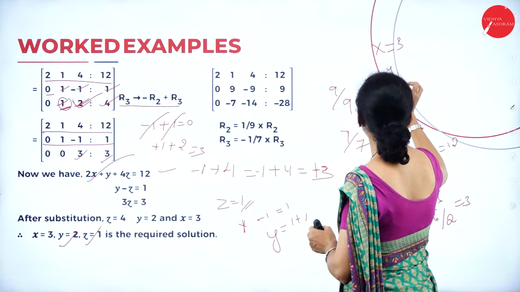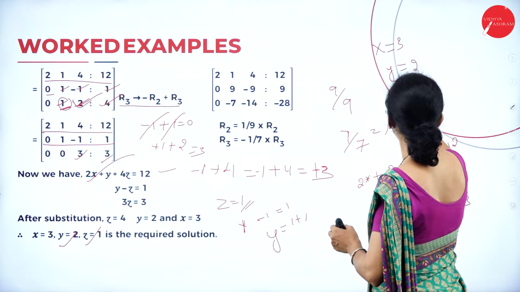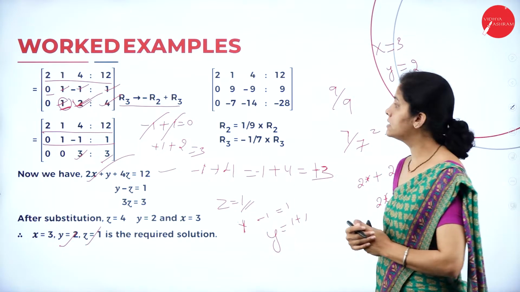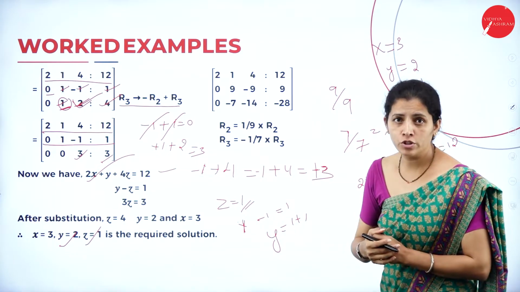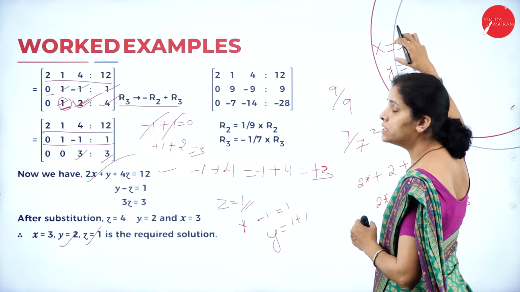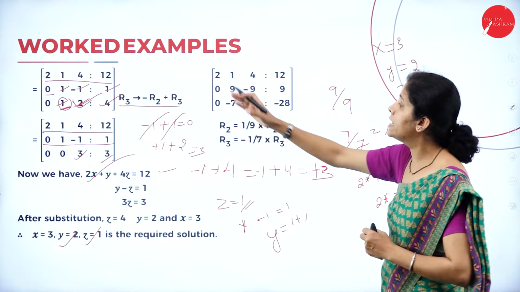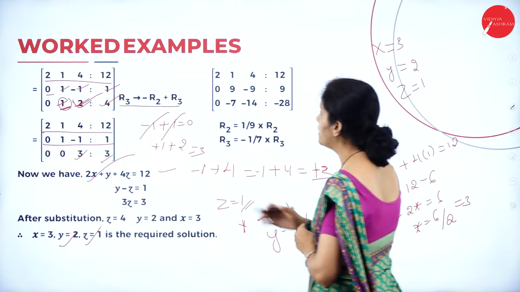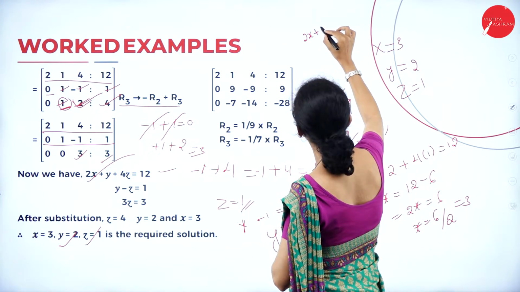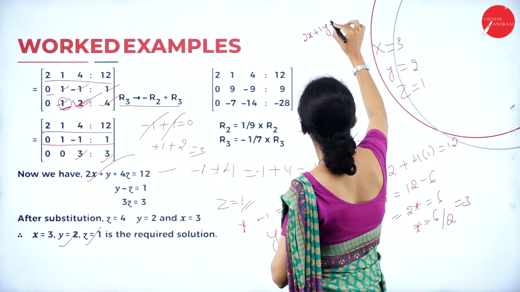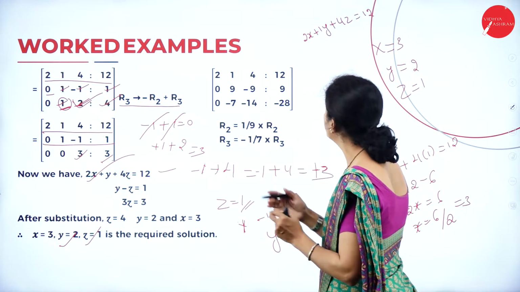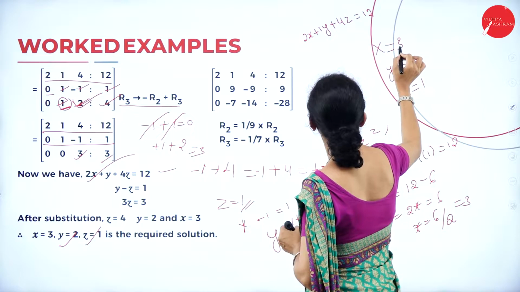Then y equal to 2 and z equal to 1. Now whatever the solution I got, is it correct or not? How am I going to check? To cross verify that, I'm going to substitute these values in any one of the equations. So I will take the first equation, that is 2x plus y plus 4z equal to 12.